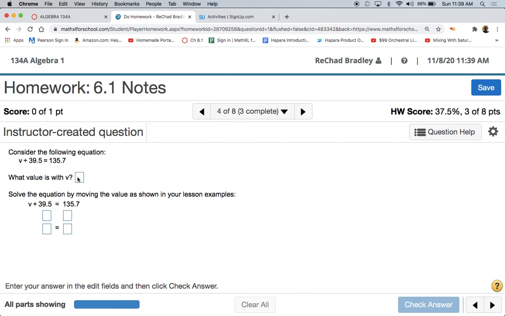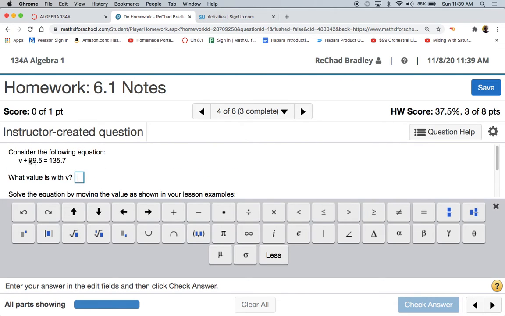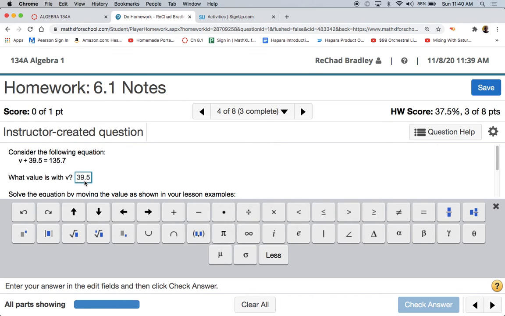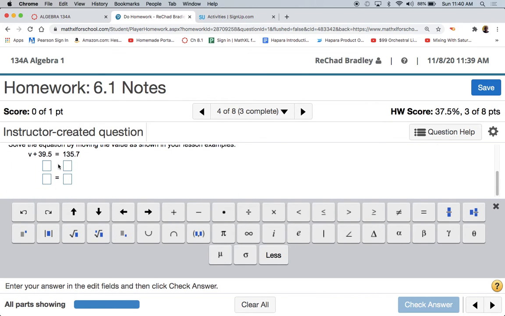Here, what values with V? It'll be 39.5. So you do not need to put the plus in front of it because we understand it's just 39.5. So let's go ahead and solve this. How do we move 39.5? We will subtract 39.5 from both sides.